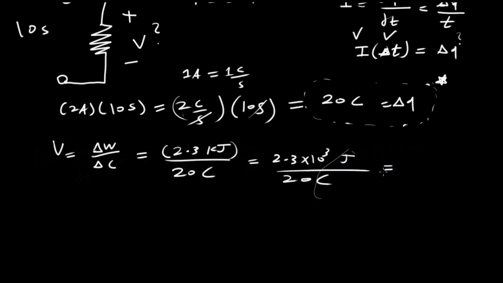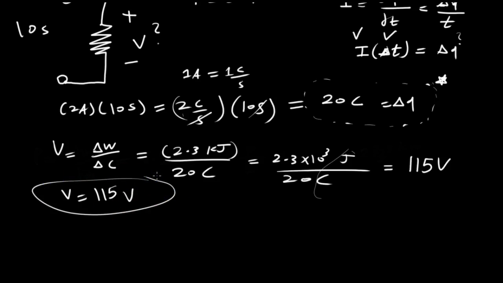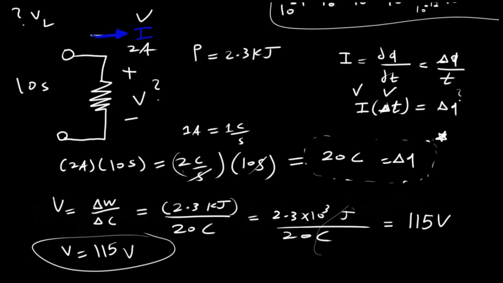And I'm going to plug this into my calculator. What we get is 2.3e3 over 20. We end up at 115 volts. Which makes sense because that is pretty typical for light bulbs. Around 115 to 120 or so is pretty reasonable. So that's that problem, and let's go on to another problem.